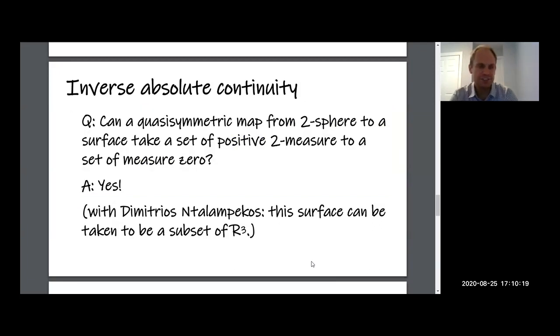In connection with this, I'll mention a result of my own. This was a question that existed for some time in the literature: if you have a quasisymmetric map from the 2-sphere onto some surface, can it take a set of positive 2-measure onto a set of measure 0? This is called the inverse absolute continuity problem. It turns out the answer is yes, you can give examples of spaces with that property. And actually, with Demetrios in the department, we proved that the space could be taken to be a surface in R^3.